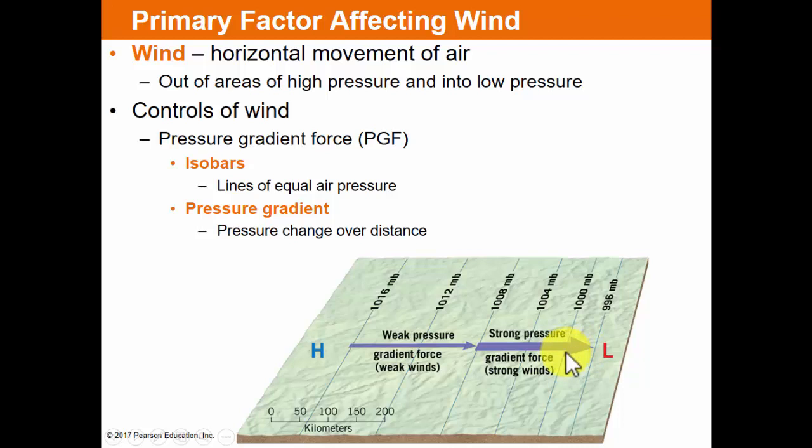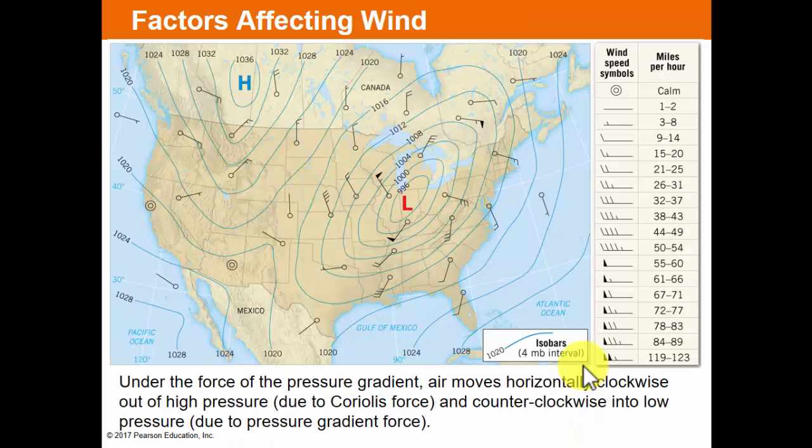So pressure gradient is very low near high pressure, and you have very, very light winds. And when you get closer to low pressure, then you have very high winds. And I just want to make sure I said that right. Where the pressure is high, your pressure gradient force tends to be lower and you have weak winds. And where your pressure is low, your pressure gradient force tends to be higher and you have strong winds. And this is what that looks like on a weather map.